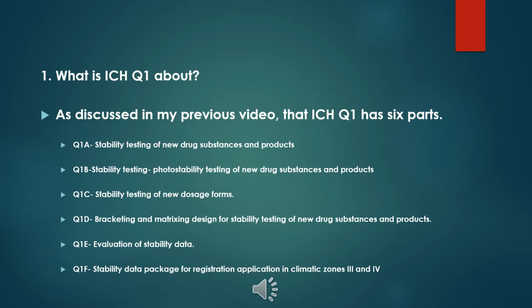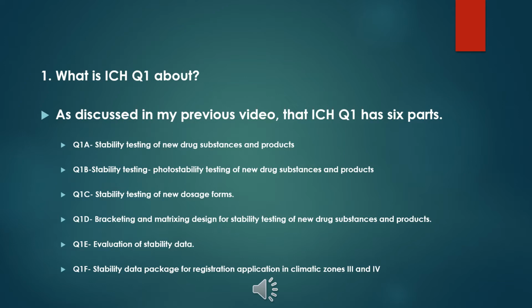As discussed in my previous video, ICH Q1 has 6 parts: Q1A, Q1B, Q1C, Q1D, Q1E and Q1F. Q1A is stability testing of new drug substances and products. Q1B is stability testing, photostability testing of new drug substances and products. Q1C is stability testing of new dosage forms.